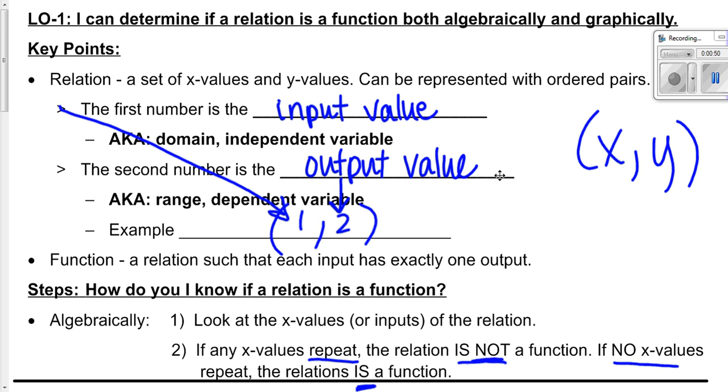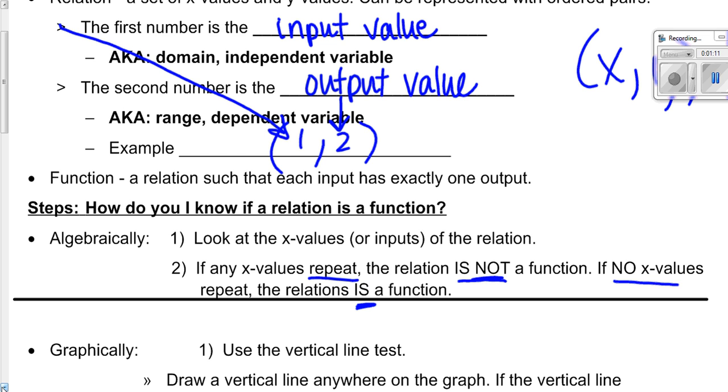Example 1 and 2 here, just like the x and y. This is our input value, domain, or independent variable. So our output value, range, or dependent variable. A function is a relation such that each input value has exactly one output. We've already talked about this.